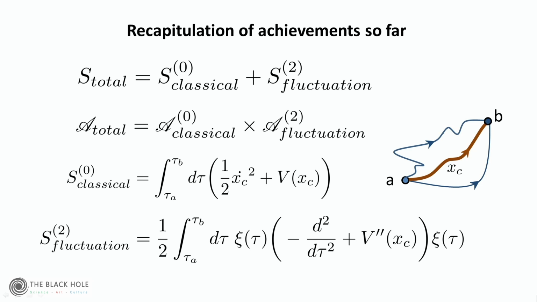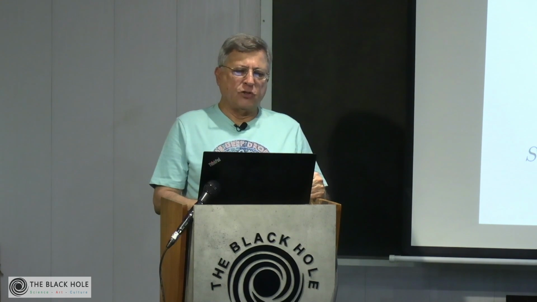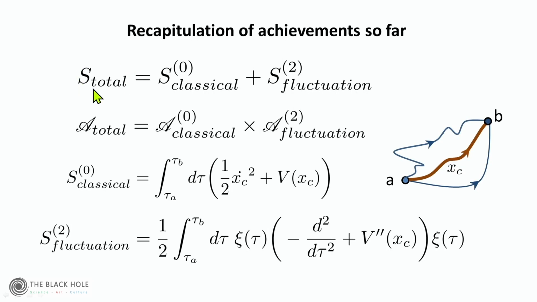Let me summarize what we've achieved so far. The total action, and when I say total, we don't ever go beyond the second order action. The first order is 0. I keep saying that again and again. So there's the classical action, and there's the fluctuation part, and the amplitude is the classical amplitude times the fluctuation part, where the classical action is this and the fluctuation part is this, and all seems very good.